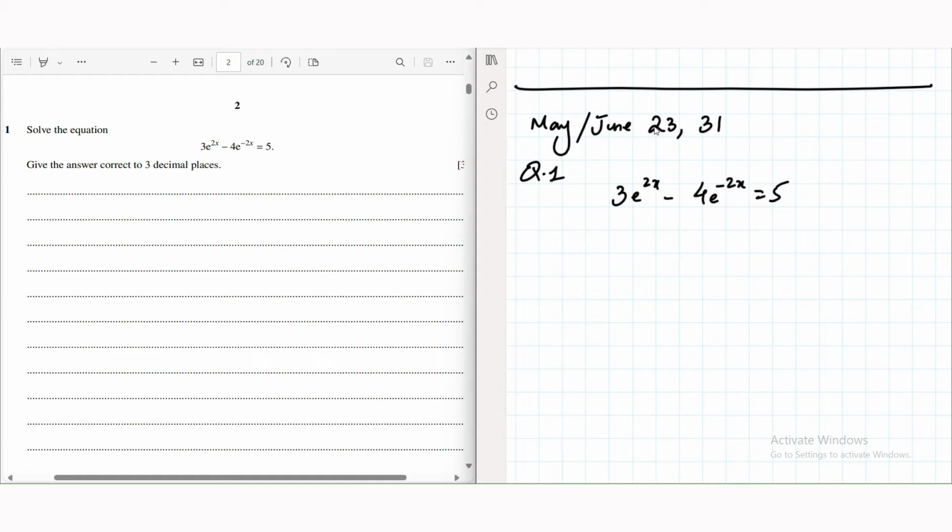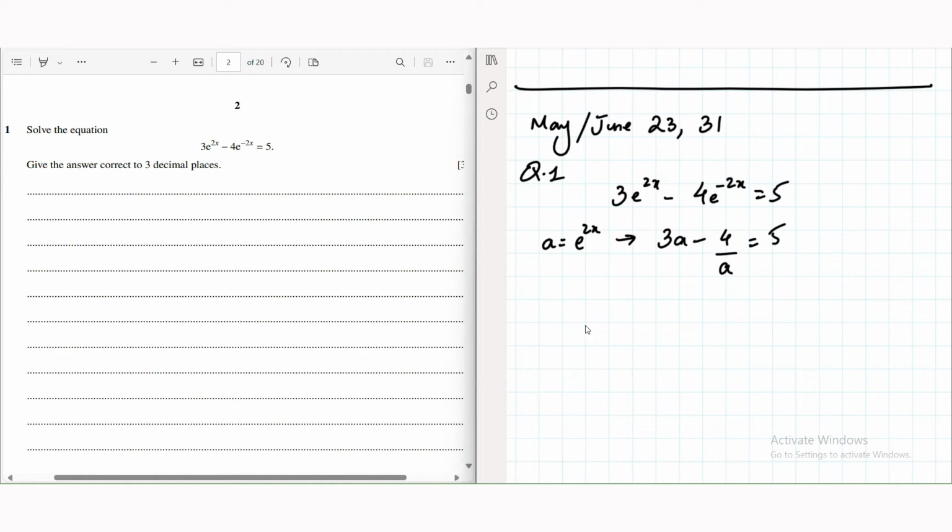We can start off by making e raised to power 2x into something else that would make it slightly easier to solve this. So a would be e raised to power 2x. That would make it 3a minus 4 times a raised to power minus 1, which equals 5.